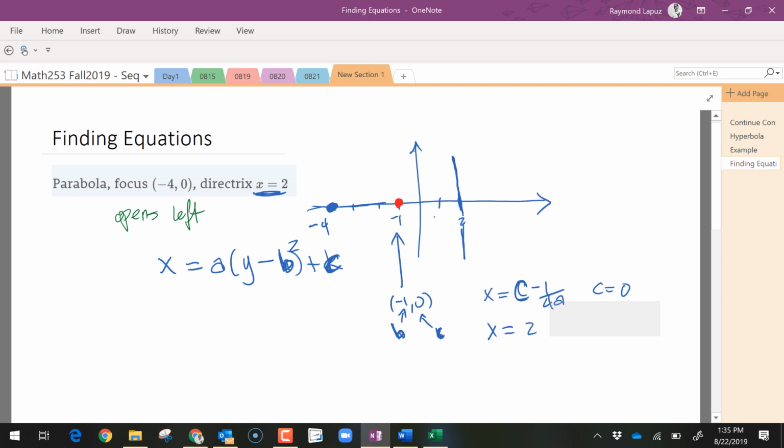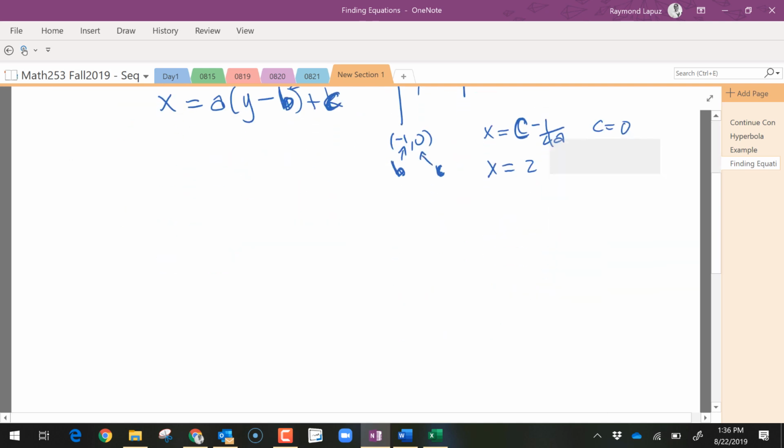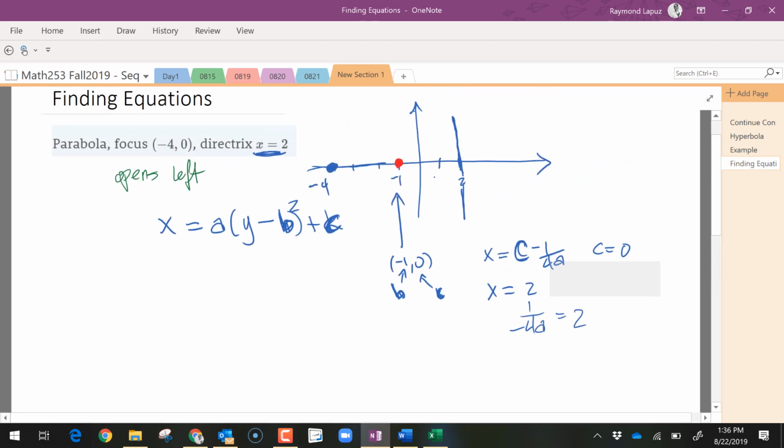So we have 0 minus 1 over 4a is equal to 2. And then solve for a, reciprocal or something. Say it again. A is equal to negative 1 over 8. So we got a, we got b, and we got c. So we're done.